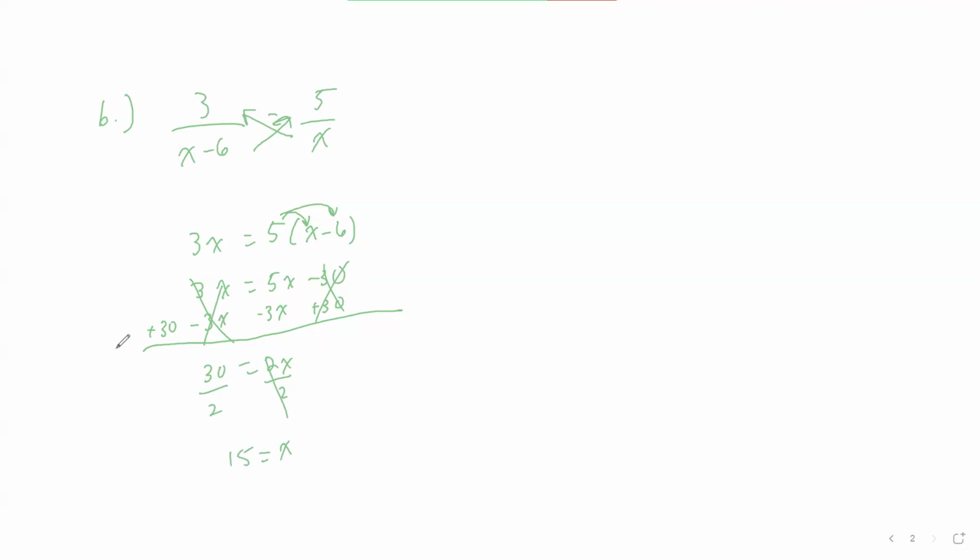But we need to check what x cannot be. We take each denominator and set them equal to 0. So x minus 6 equals 0, and x equals 0. So I'm going to add 6. So x cannot be 6, and x cannot be 0. Well, 15 is neither one of those, so 15 is the answer.